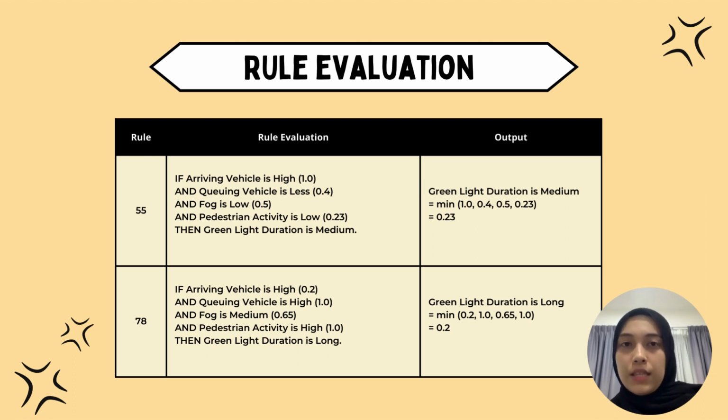For rule 78, if arriving vehicle is high 0.2 and queuing vehicle is high 1.0 and fog is medium 0.65 and pedestrian activity is high 1.0, then green light duration is long. So it will give the output green light duration is long, giving the value 0.2.